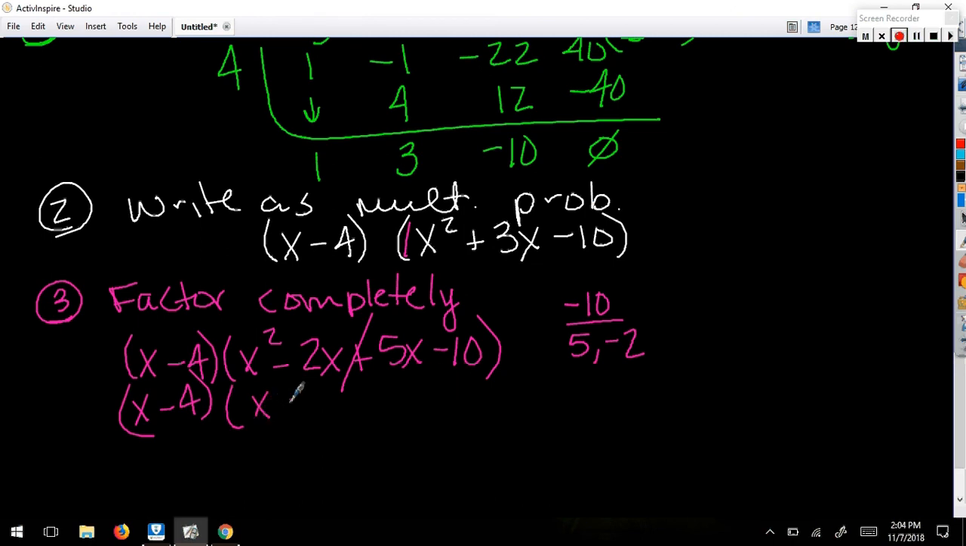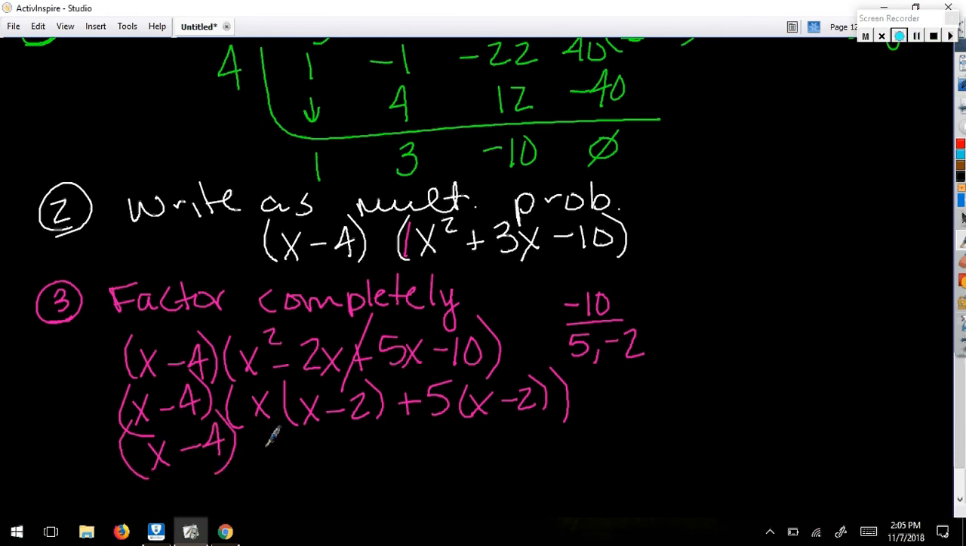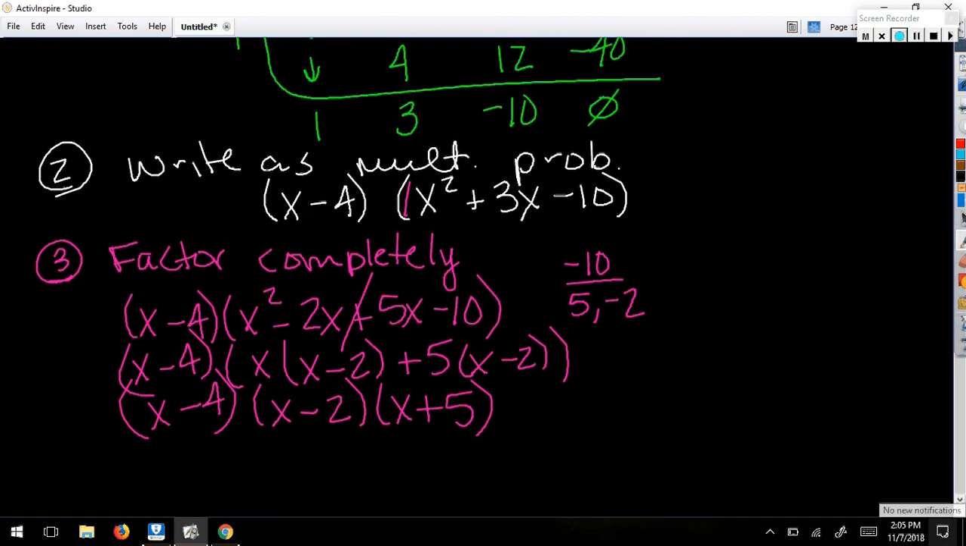All right, when I take out an x, what's left? What's the GCF here? What's left? All right, so now I can take the x minus 2 out. Is it factored completely? Meaning, is there anything else I can factor? And the answer is no.